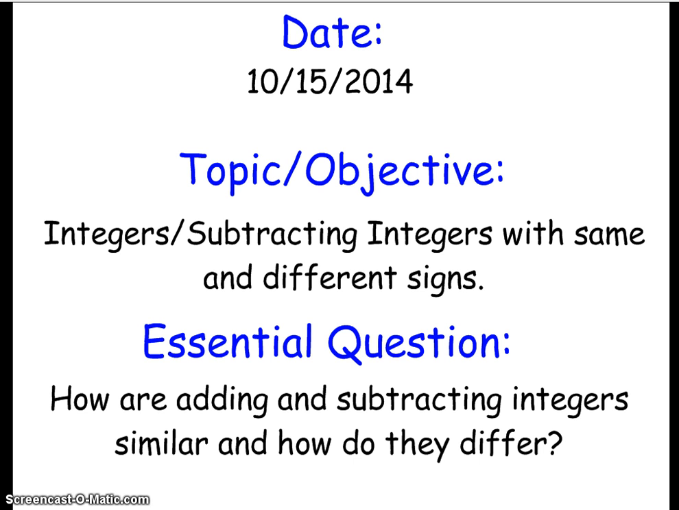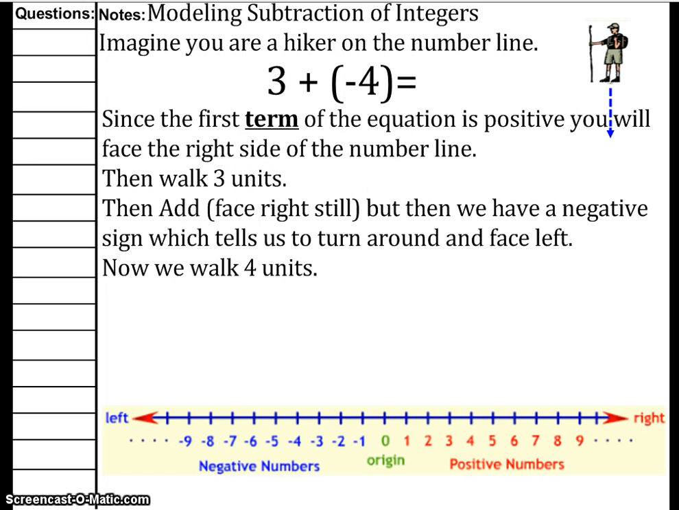So what you're going to add to the objective is subtracting integers with same and different signs. And what you're going to add to the essential question is how are adding and subtracting integers similar, and how do they differ? Let's go ahead and get started.